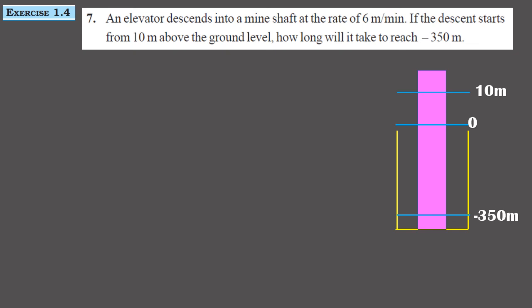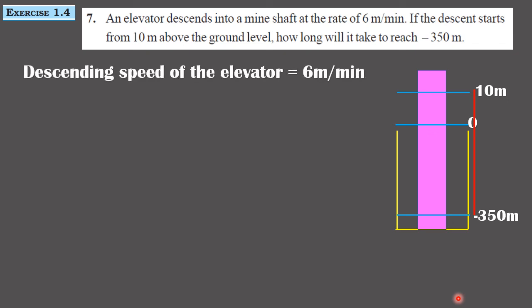Now we need to find first the distance the elevator descends from this 10 meters above. So from here it has to reach this minus 350, that is 350 meters below ground. Actually the measure is not negative, children. Measures will not be negative, but we are putting a negative sign to indicate that it is below 0, because this is the 0. So above 0 is positive, below 0 is 350. Okay. So that distance we have to find first. Then only we can find the time taken.